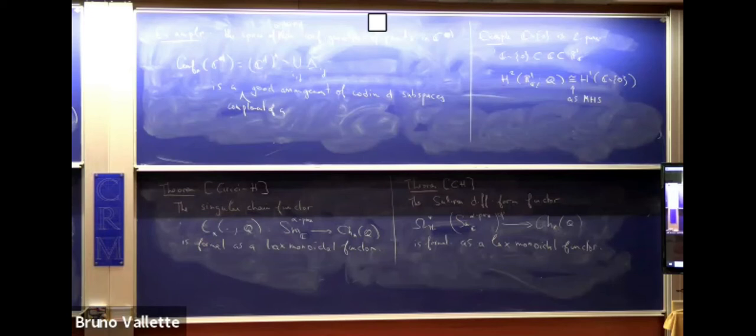Yes, it also follows from this, because any object in the source is a commutative algebra. Since it's formal as a lax monoidal functor, it sends commutative algebras to commutative algebras. So it's a consequence of what's on the board. If you want, you can replace the target by CDGAs, and this will still be true.